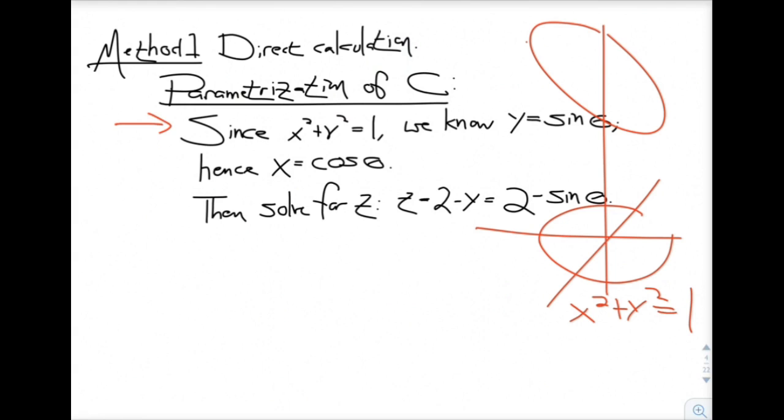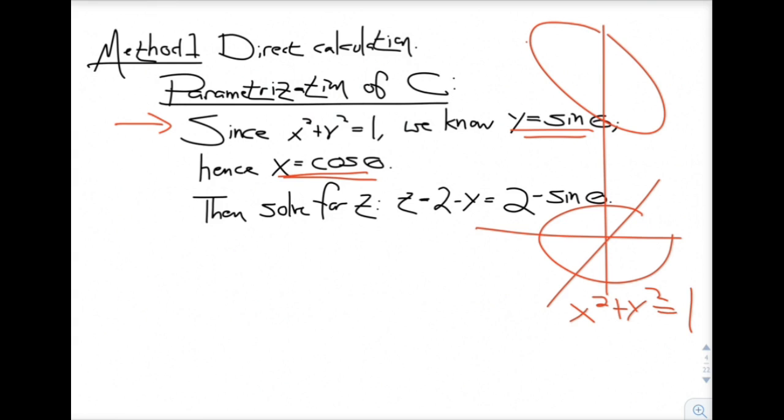Since x squared plus y squared is equal to 1, we know in particular that y has to be between negative 1 and 1, and therefore y must be equal to sine theta, and hence x is equal to cos theta. This is just a complicated way of saying that we can always parameterize the unit circle by writing y equals sine theta and x equals cos theta. And we've done this many times before, so this should not be mysterious at all right now.